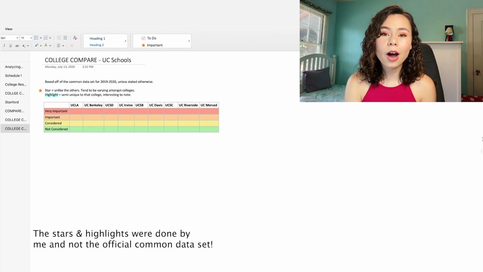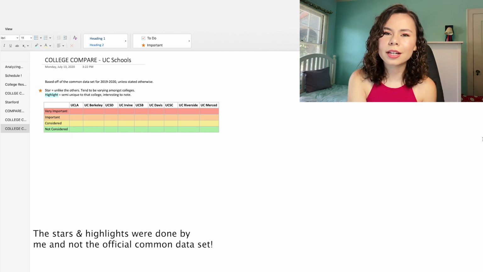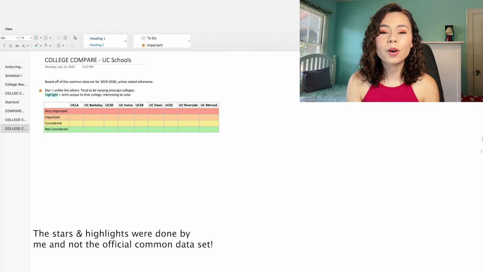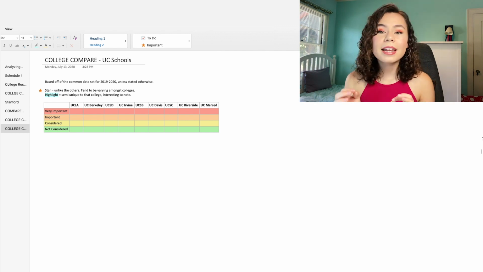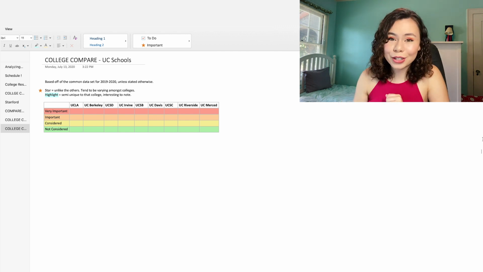If there is a star next to a certain factor, that is because it is unlike the others, or it tends to be varying among the other colleges in this chart. And if there is a blue highlight, that means it is semi-unique to that college, or it is specifically unique to that college, or it's just especially interesting to note. The star and the highlight were all put in by me, so that was not included in this common data set. Now, let's begin with UCLA.